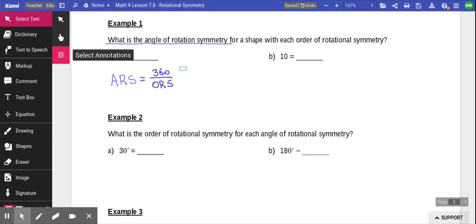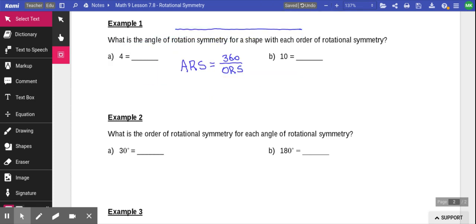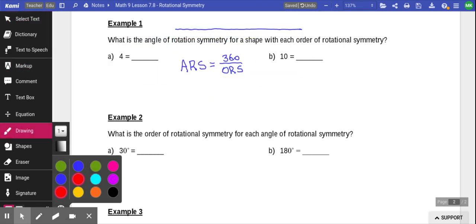All right, the first question said that I had an order of rotational symmetry of 4. That means my ARS equals 360 degrees divided by 4. If I put that in my calculator, that means it's 90 degrees. That means every 90 degrees if I rotated that object, and I don't even know what that object looks like, but every 90 degrees, it would look the exact same when I rotate it.